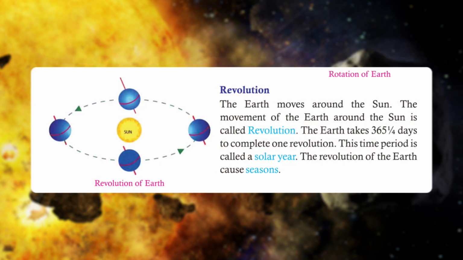Revolution. The Earth moves around the Sun. The movement of the Earth around the Sun is called revolution. The Earth takes 365 days to complete one revolution. This time period is called a solar year. The revolution of the Earth causes seasons.